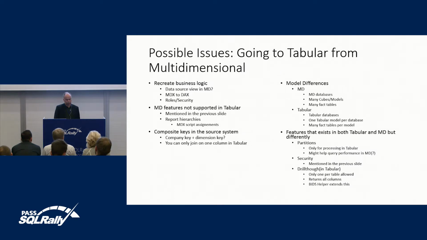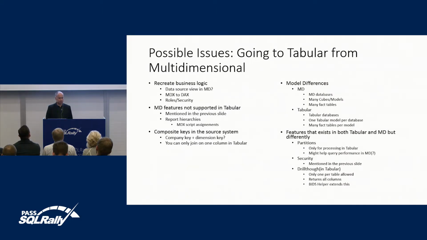But if you go down to the fact table level, it's the same between both. A single cube can have many fact tables. A single tabular model can have many fact tables as well. And then we have features that exist on both platforms, but they are not the same.